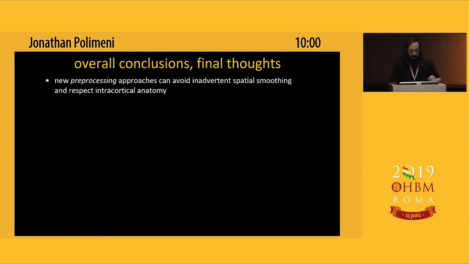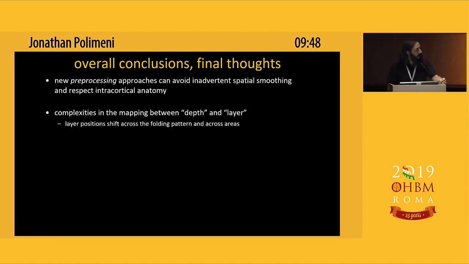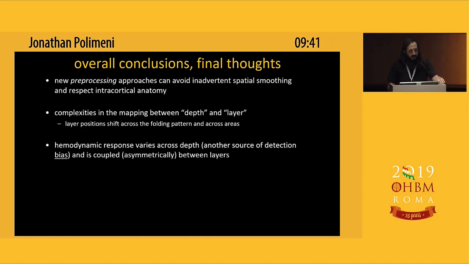Okay, so just to give some conclusions and final thoughts, I've shown you how new preprocessing approaches can avoid inadvertent spatial smoothing and respect intracortical anatomy. I've shown you there's a lot of complexities in the mapping between cortical depth and cortical layer that needs to be taken into account in these analyses, because layer positions shift across the folding pattern and even dramatically across cortical areas, even adjacent cortical areas. I've shown you how the hemodynamic response varies across cortical depth, which is another source of detection bias, and is coupled asymmetrically between the layers.